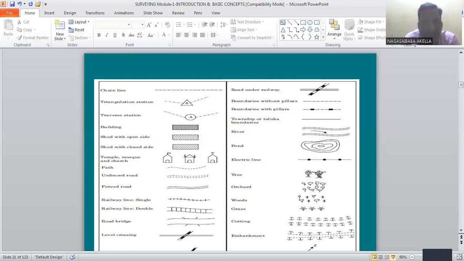Next, temple, mosque, and church. Temple, mosque, and church can be represented like this. First one is temple. Second one is mosque. Third one is church. Like that. Next one, path. That is way. It can be represented like that.